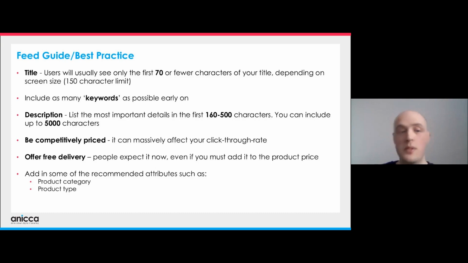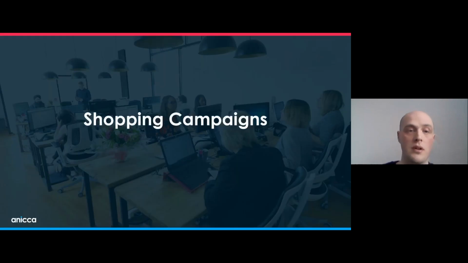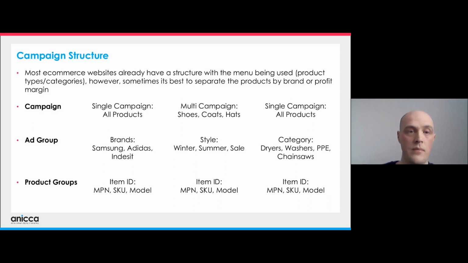And the recommended attributes, as I say, are product category and product type as well, so that you've got a little more granularity. But this is how we'd often structure a campaign once you've got all your information through Merchant Center off your website and onto Google Ads. Most of the time you'll already have a structure in mind, because it will be in the menu system that you use on your website. So it'll be like product types and categories. However, sometimes it's better to separate the products by brand, based on profit margin or something like that.